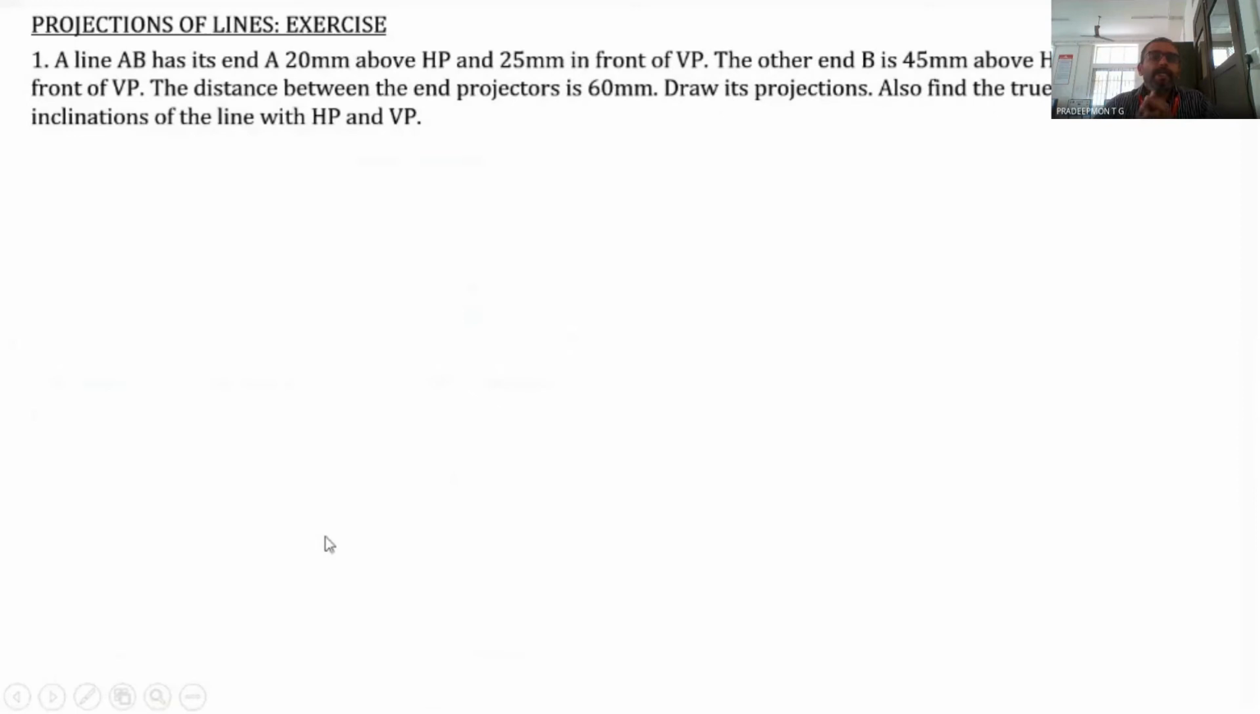Projection of lines, the first exercise. A line AB has its end A 20 millimeter above HP and 25 millimeter in front of VP. The other end B is 45 millimeter above HP and 55 millimeter in front of VP. The distance between the end projectors is 60 millimeter. Draw its projections. Also find the true length and true inclinations of the line with the HP and the VP, and also mark the traces.